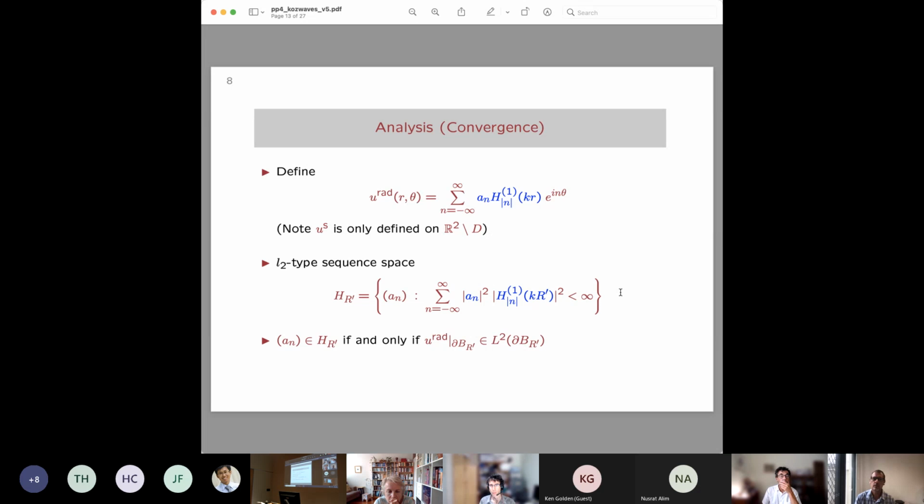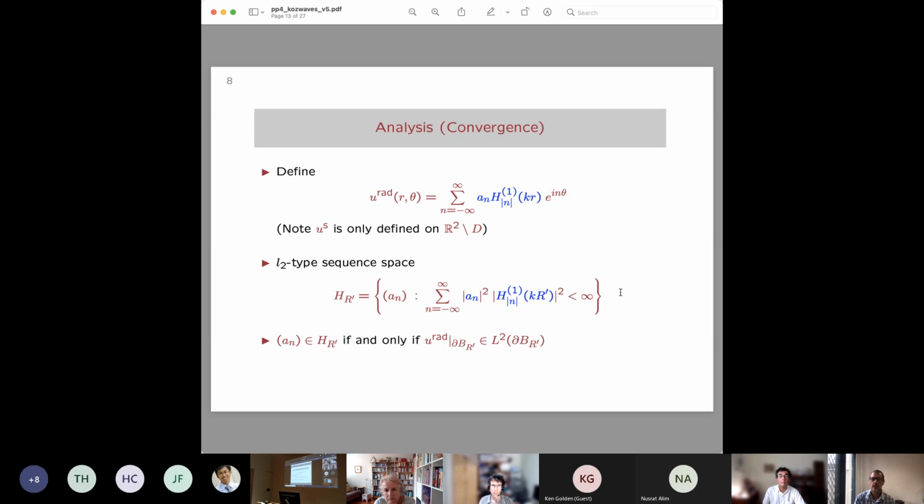What I'm going to do first of all is define U-rad to be the wave function expansion. Actually, this is the same wave function expansion as before. I'm just being a bit careful with my notation because the scattered field US is actually only defined in the exterior of the scatterer, whereas this U-rad, I can evaluate that anywhere apart from the origin, provided this series converges. So I'm just going to be a bit careful about my notation there.